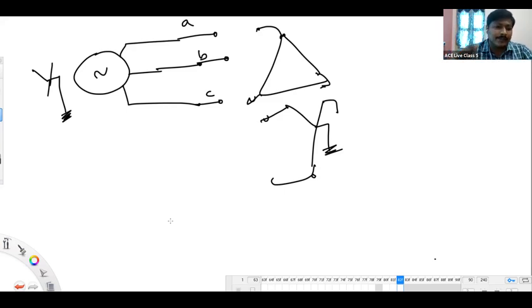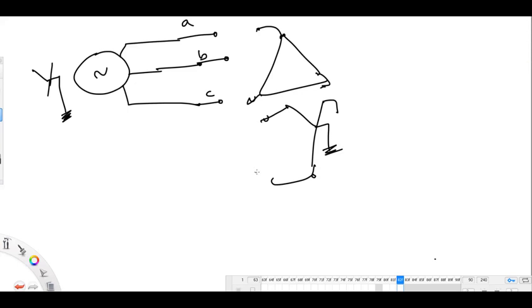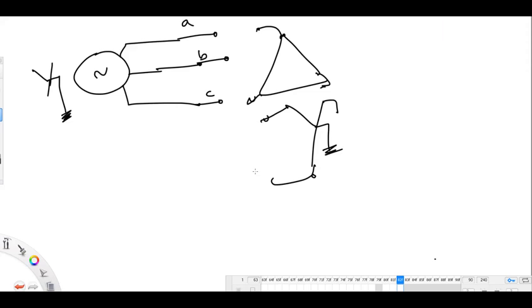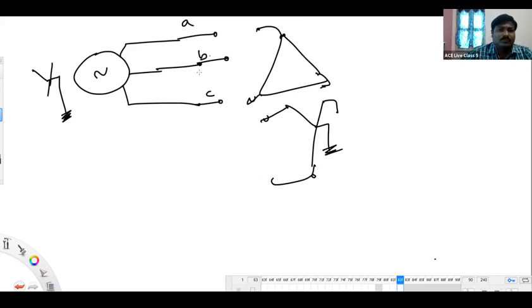I don't know whether you are understanding or not. Please ask me clearly what your doubt is. Understood, sir. Naveen, tell me, if you have any doubts. Clear, sir. Thank you. Any other doubt you have, Naveen? No, sir.